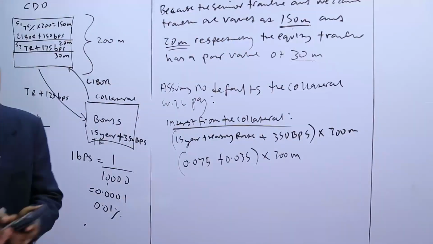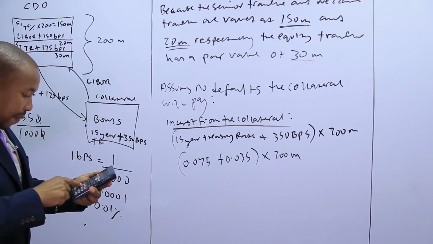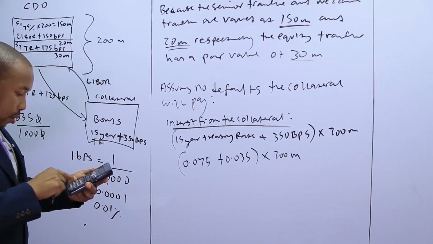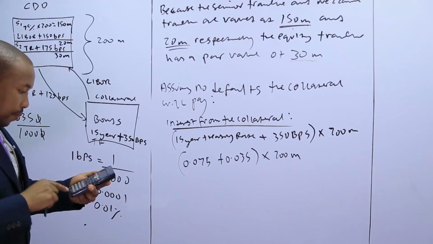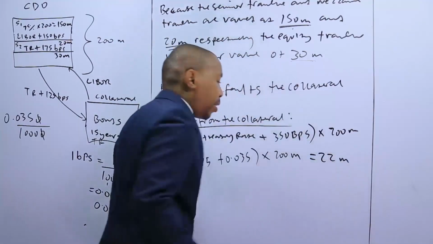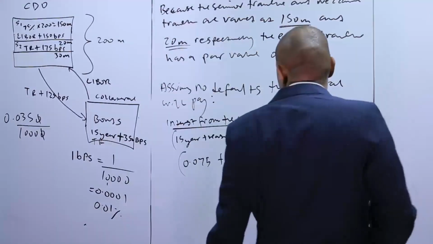So how much do we get? It's 0.075 plus 0.035 multiplied by 200. We're getting 22 million. So here we get 22 million, like that. Now, how much will the senior tranche receive?